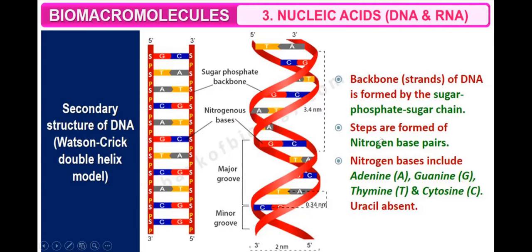Steps are formed of nitrogenous base pairs. These are steps, made up of nitrogenous base pairs. Nitrogen bases include adenine, guanine, thymine, and cytosine. Uracil is absent in DNA. Uracil is present in RNA.